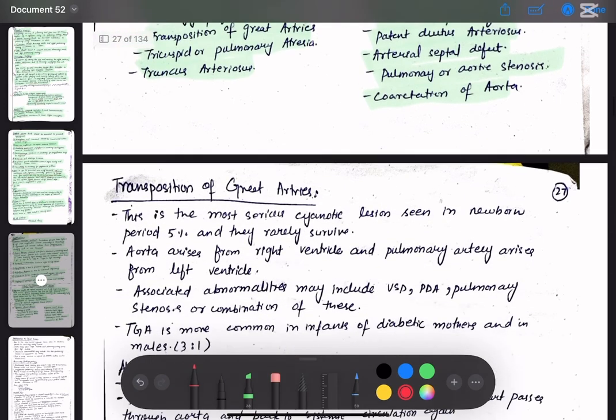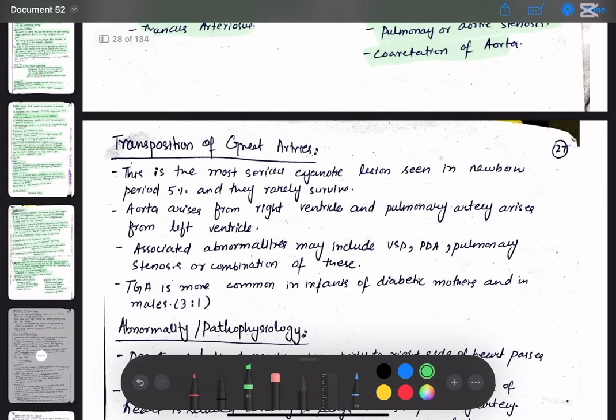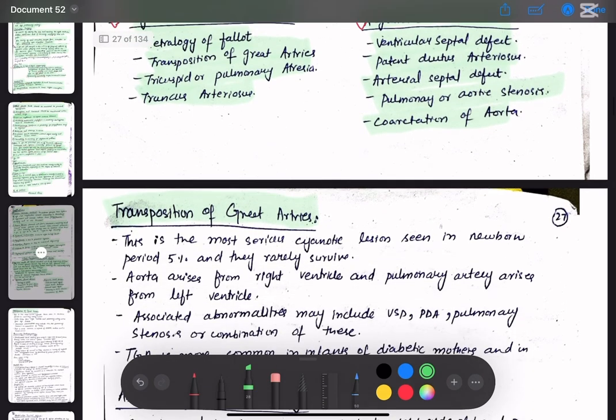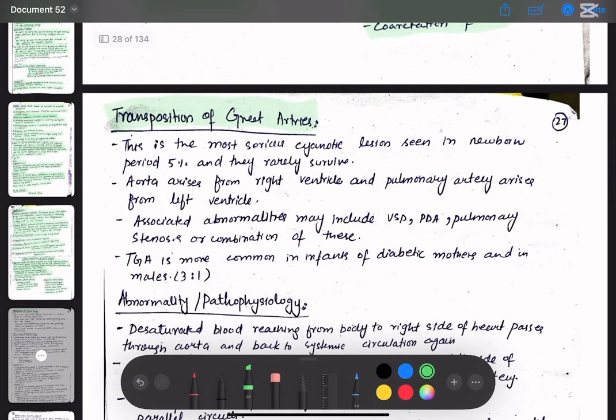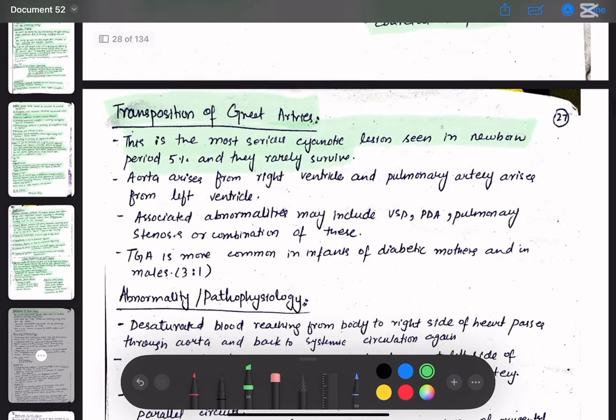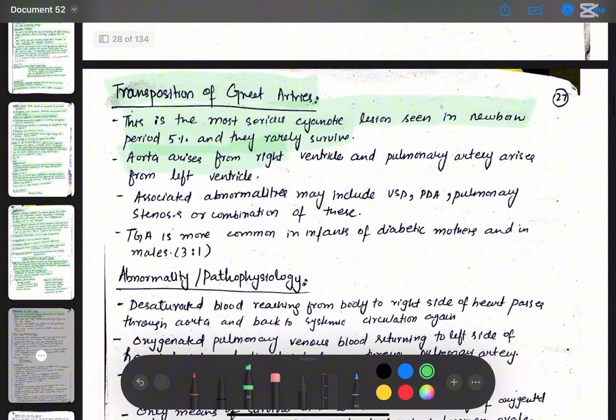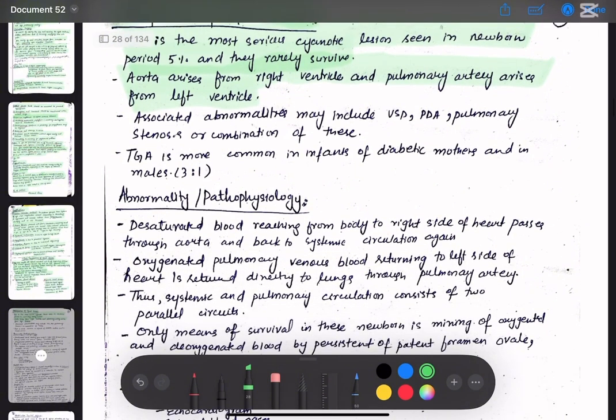Okay, so what is the transposition of great arteries? This is one of the cyanotic heart diseases. We will discuss this. This is the most serious cyanotic lesion seen in the newborn period, 5%, and they rarely survive. Aorta arises from the right ventricle and pulmonary artery arises from the left ventricle. Associated abnormalities may include VSD, PDA, pulmonary stenosis, or a combination of these. And TGA is more common in infants of diabetic mothers and in males.